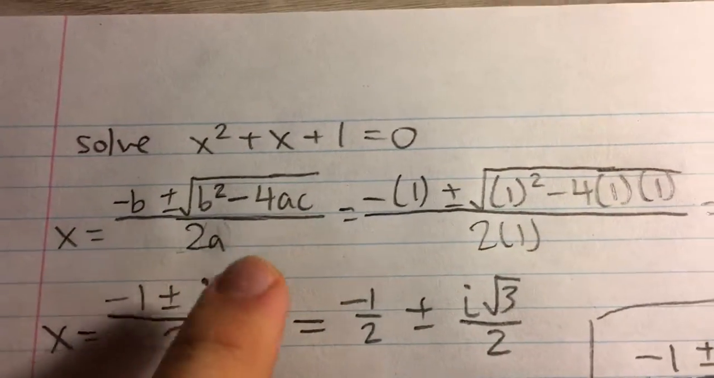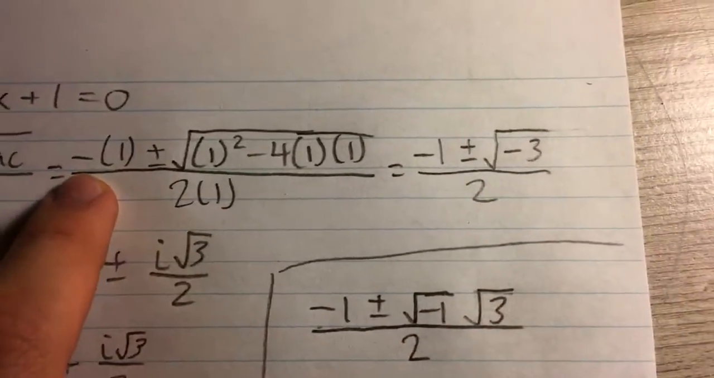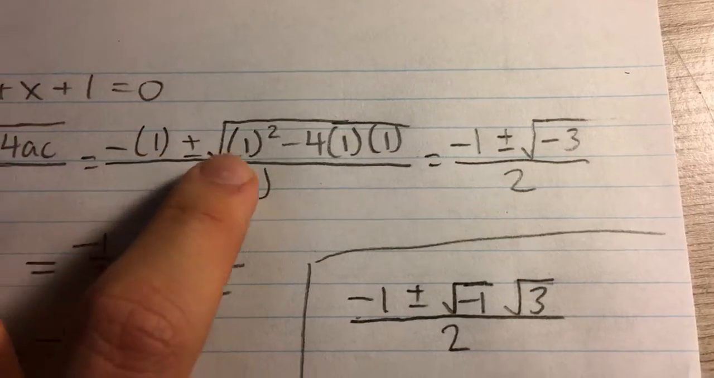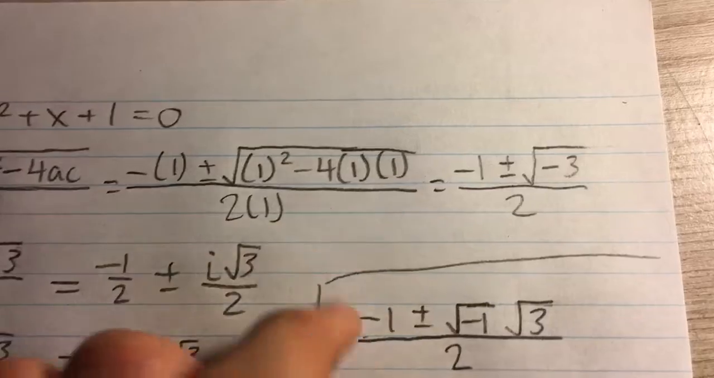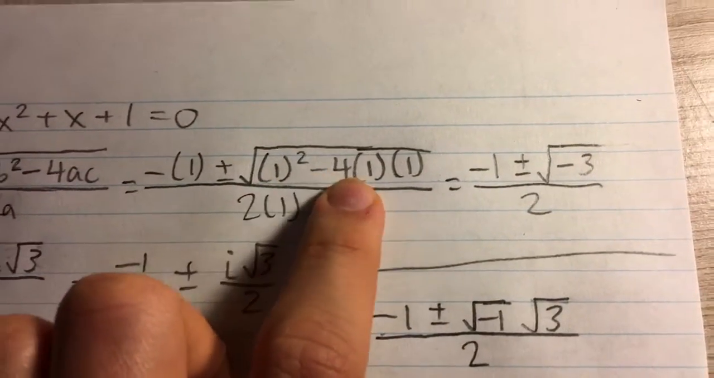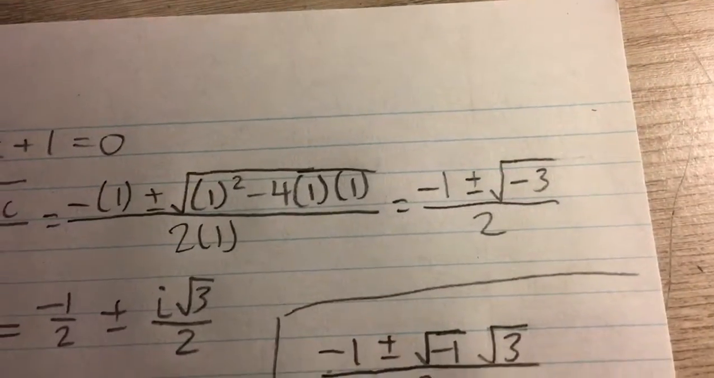And so we plug in a, b, and c, all three of the numbers and coefficients. And we're going to get right here. So we have negative 1 plus or minus the square root of 1 squared minus 4 times 1 times 1. So that's 1 minus 4, which is negative 3. And then that's all over 2.